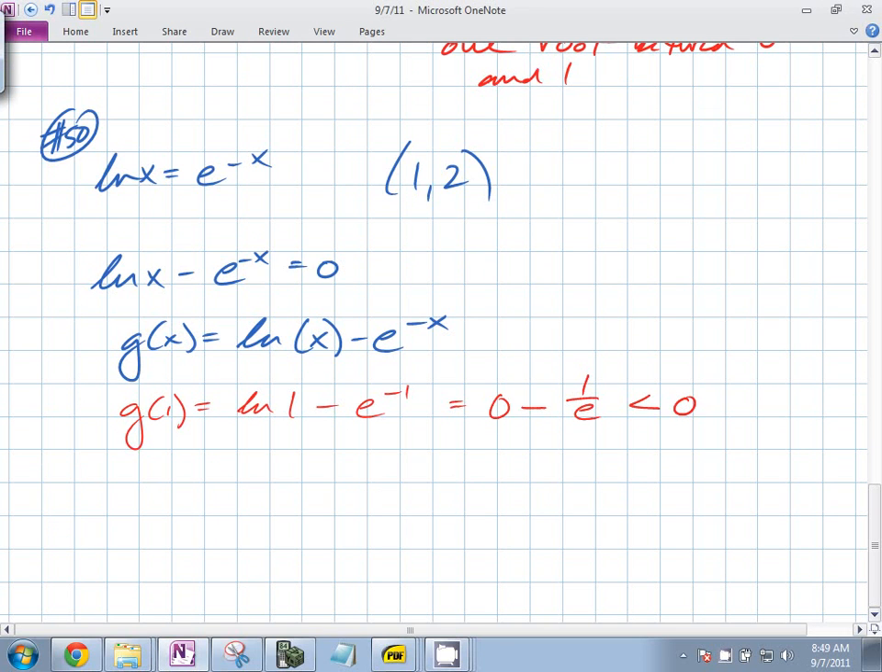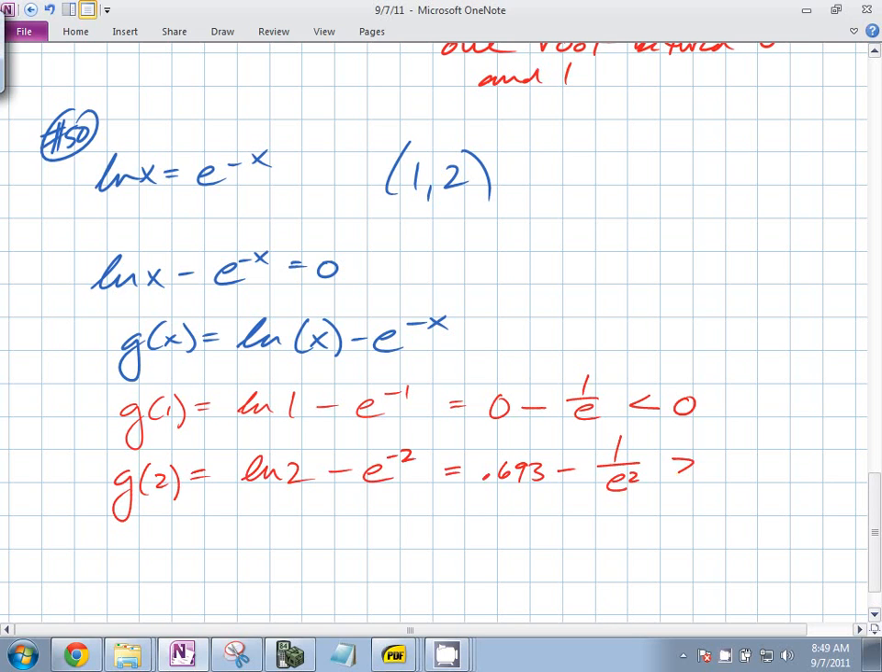What about g of 2? ln 2 minus e to the negative 2. What's ln 2? 0.693. You kind of need your calculator for this. Minus 1 over e squared. 1 over e squared is about 1 over 8-ish, right? So is that going to be positive or negative?